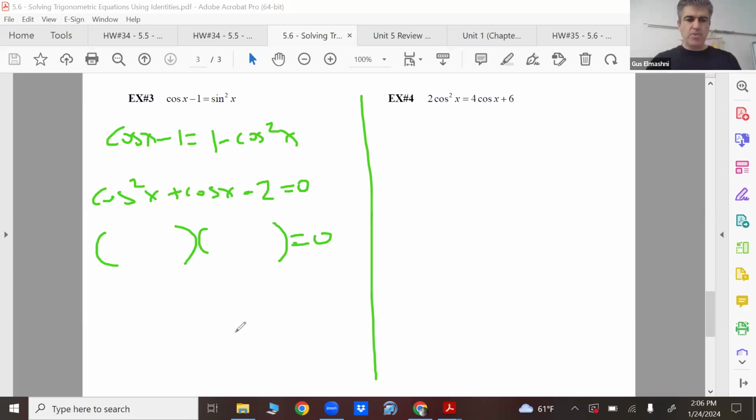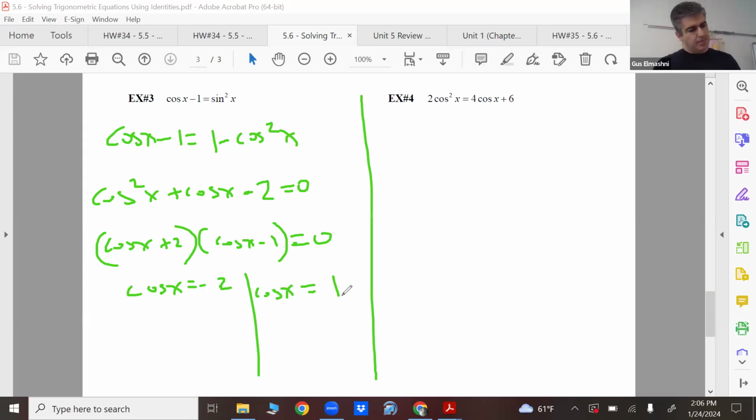And if you factor it, you should get cos x plus 2, cos x minus 1. So cos x equals -2, or cos x equals +1. I think I did that right. Yep. Cool. Well, forget about this one. That can't happen. Cosine x can't equal -2.